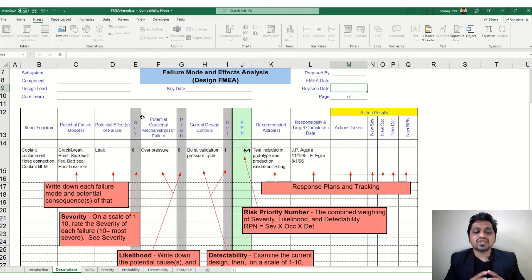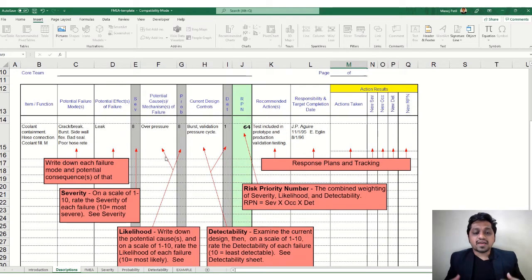Then what are the potential causes or mechanisms of the failure? That means why it is happening. So it is getting burst. Why is it getting burst? Because of the overpressure. So that is my potential cause of the failure, right? So you have to list down what the potential causes of the failure will be, for example the overpressure, right?